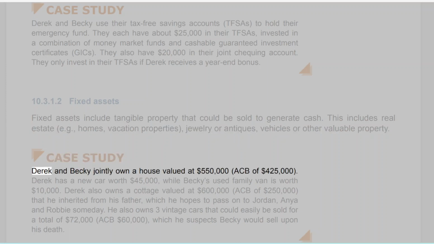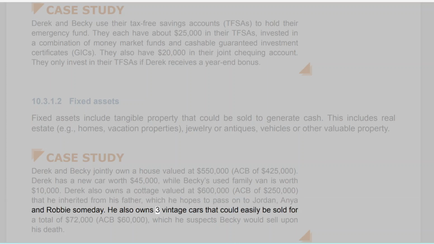Case study: Derek and Becky jointly own a house valued at $550,000, ACB of $425,000. Derek has a new car worth $45,000, while Becky's used family van is worth $10,000. Derek also owns a cottage valued at $600,000, ACB of $250,000, that he inherited from his father, which he hopes to pass on to Jordan, Anya, and Robbie someday.